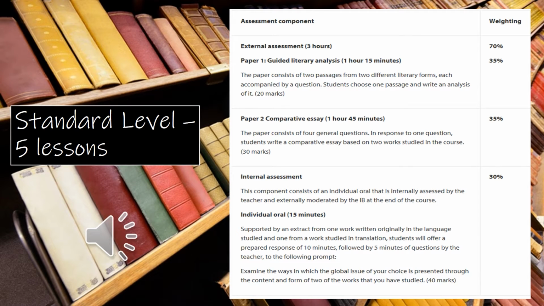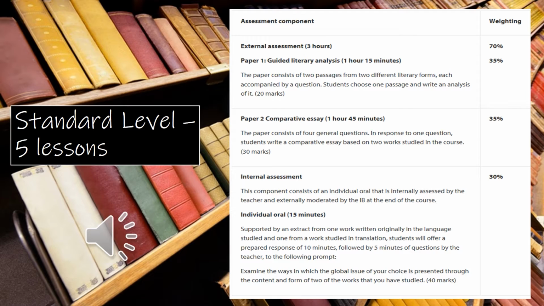So, similar to English Language and Literature, we offer both standard and higher for DP Literature. Standard students have 5 lessons, and you can see here that they study paper 1, which is a guided literary analysis paper, which means they have to compare 2 passages from 2 different literary forms, and each of these they'll have to analyse and then write about.